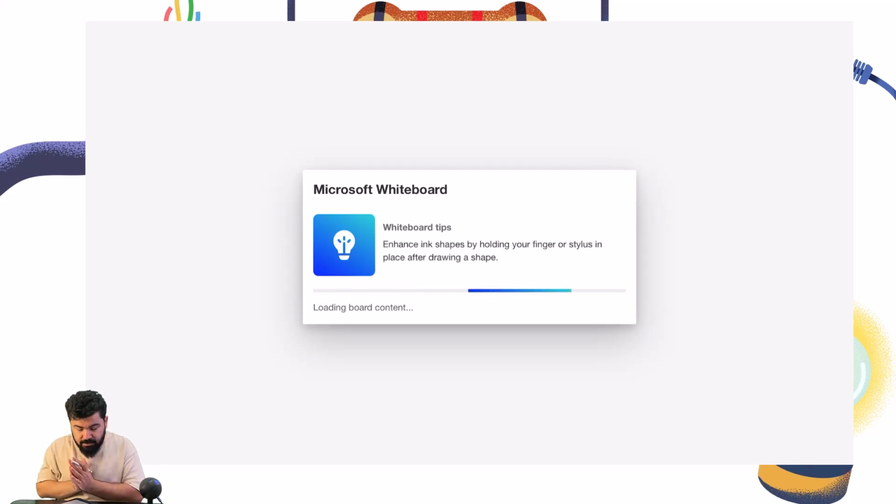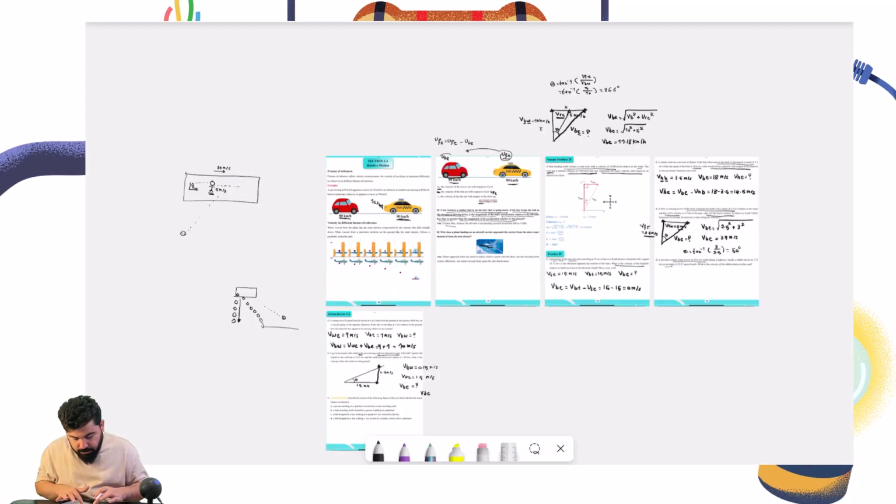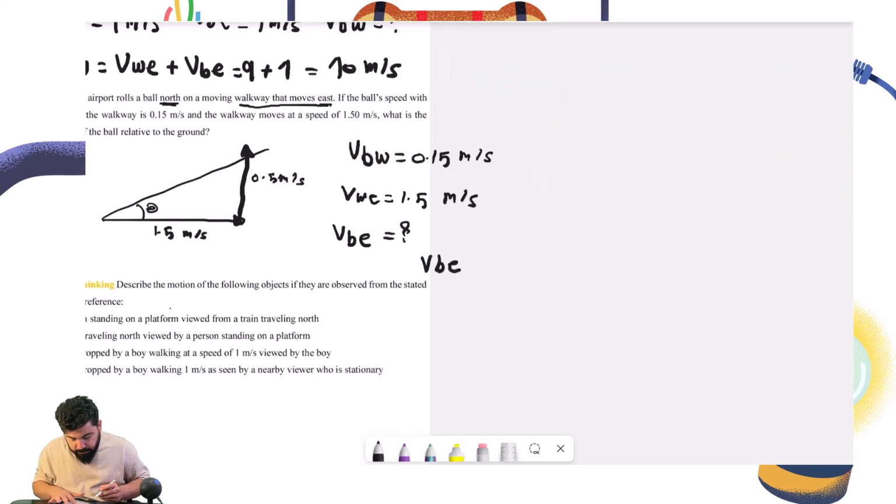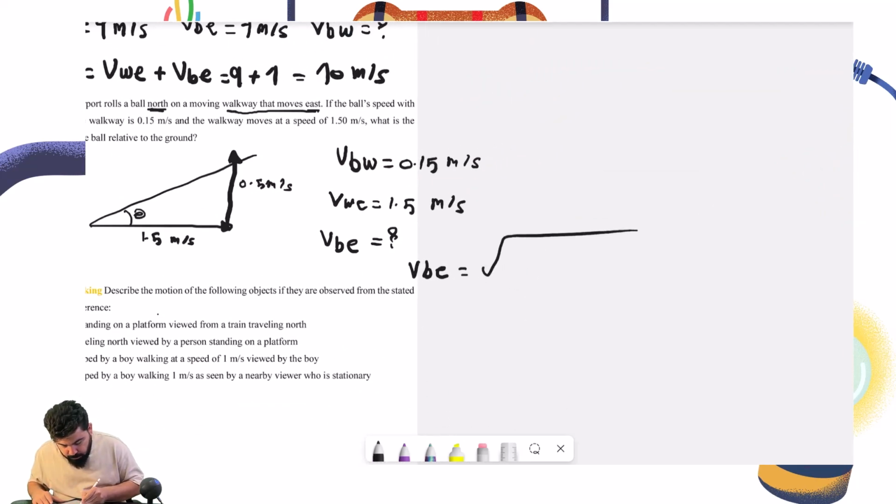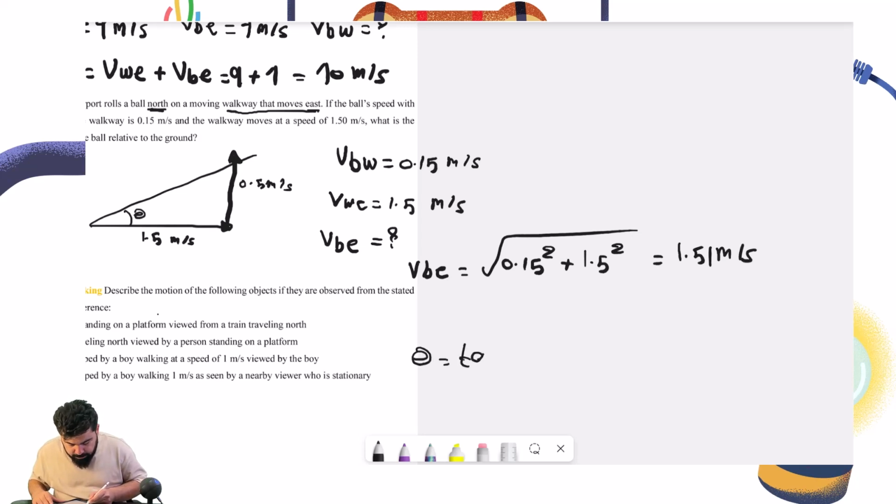So you basically have two vectors that are perpendicular. We said that we're going to use the Pythagorean theorem, okay? Now the velocity of the ball is equal to the square root of 0.15 squared plus 1.5 squared. This is going to give me 1.51 meters per second. Find the angle. The angle is equal to tan inverse of 0.15 divided by 1.5. You're going to get 5.7 degrees.